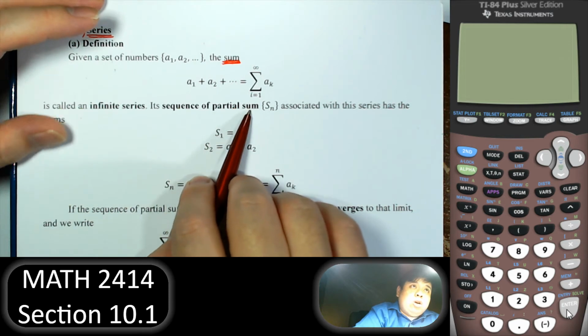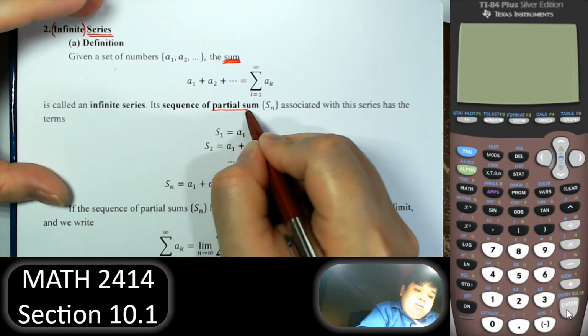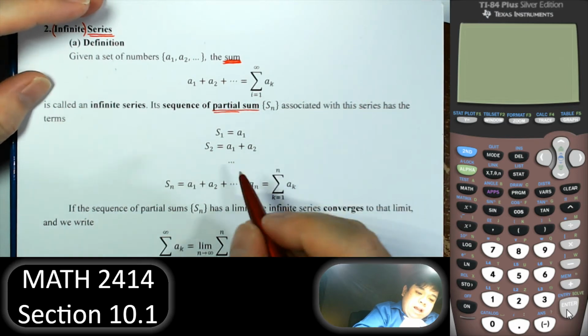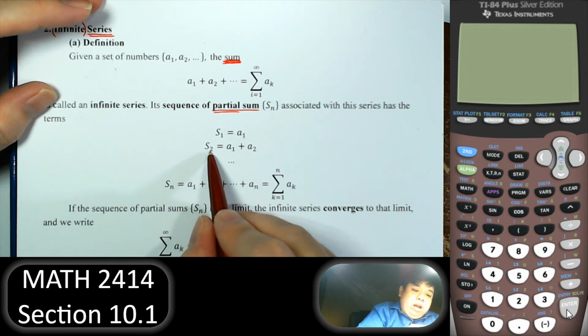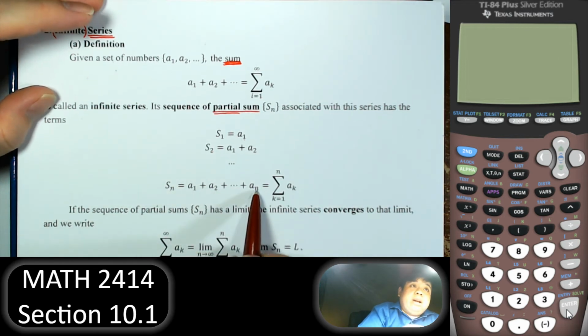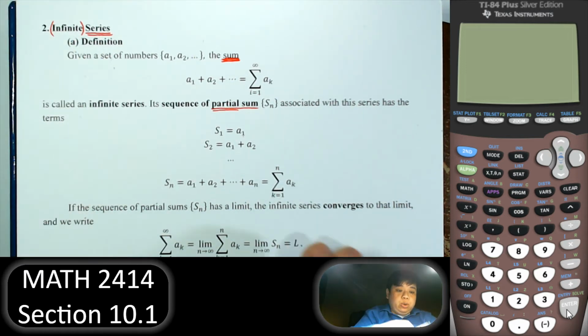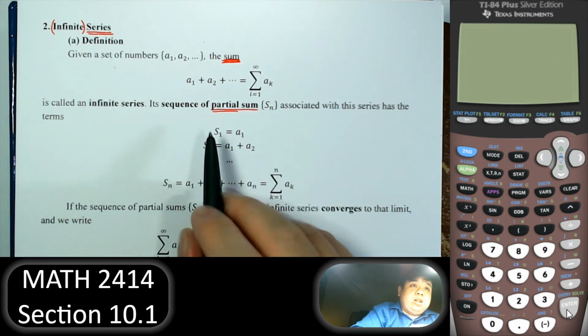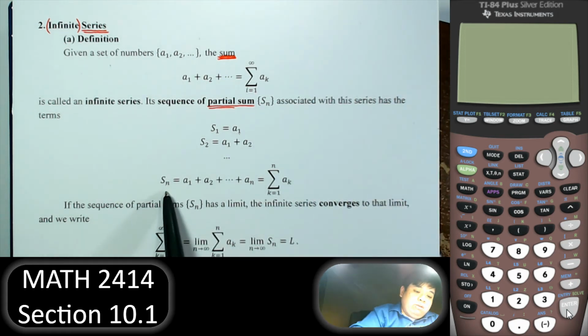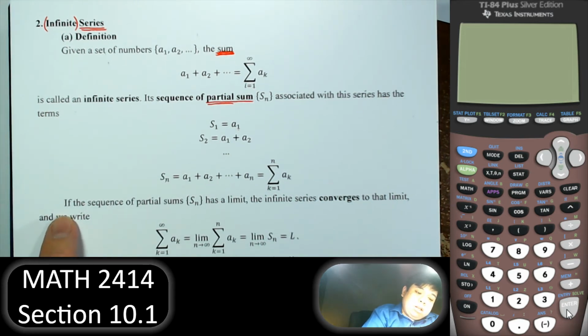Now, the sequence of partial sums. A partial sum, of course, is not an infinite sum. It will stop at n. So s1 we stop at n equal to 1, stop at n equal to 2 we have s2, and s of n we stop at the nth term. So we still add all of them up to that particular index, from the first term to the second until whatever this index indicates. If the sequence of the partial sums has a limit, then we say the infinite series converges to that limit.